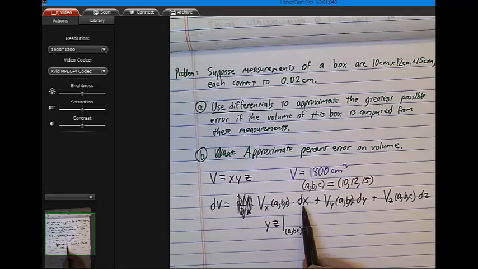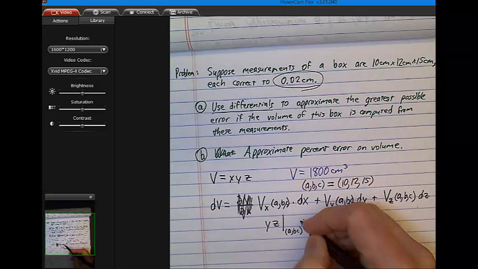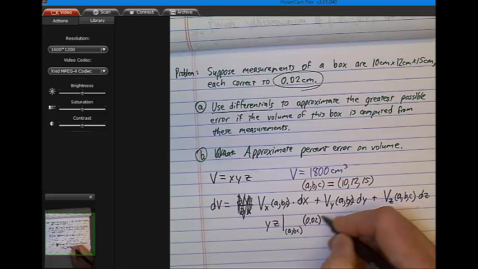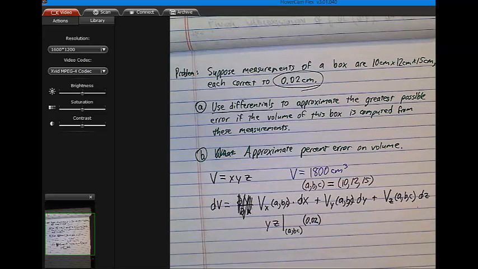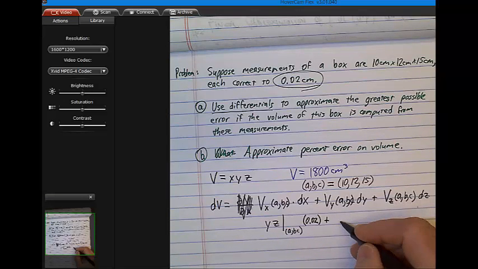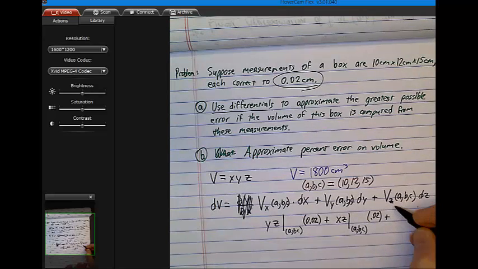Well, here, dx, right? We know that each is correct to 0.02 centimeters. So I'm going to multiply it by 0.02, because that's my dx. That's the maximum possible error we might get. 0.02 centimeters, not 2%. Plus, here where it says Vy, xz evaluated at ABC, times 0.02, plus, and then Vz would be xy evaluated at ABC, bless you, times 0.02.